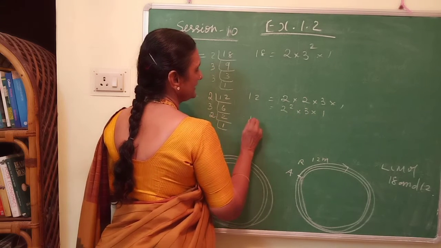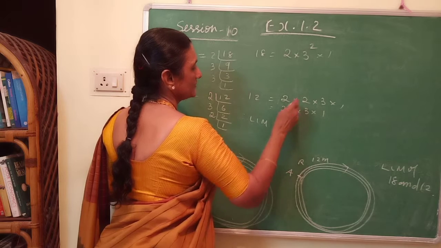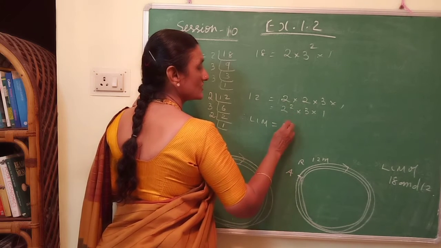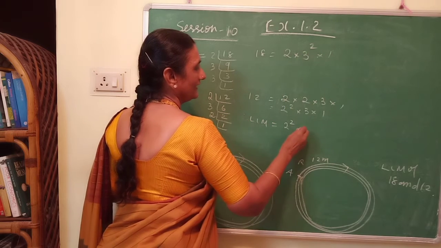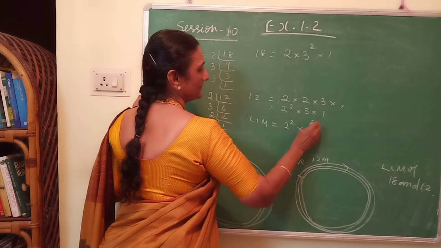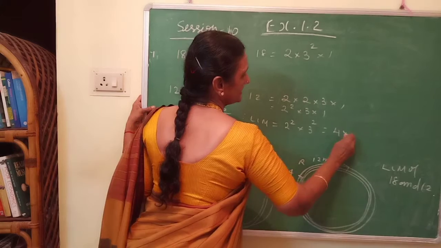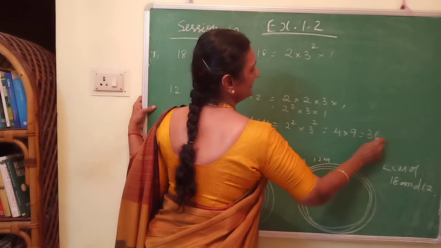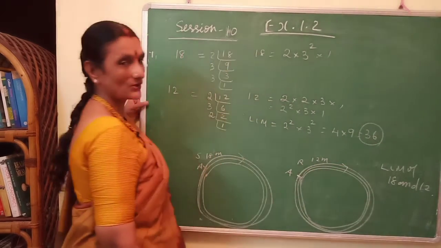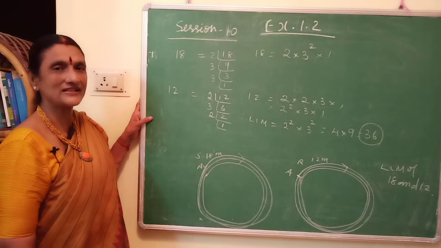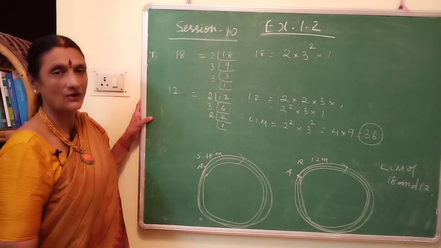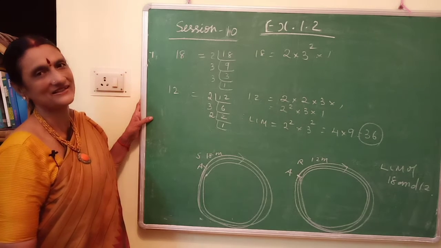So, obviously the LCM is, highest power of 2 is what? 2 square. And the highest power of 3 here is 3 square. Out of these numbers, 4 into 9 gives you 36. So, if they start at 0 minutes, they will come back to the same position after 36 minutes. That is the answer.